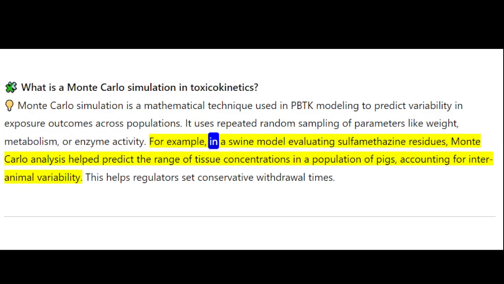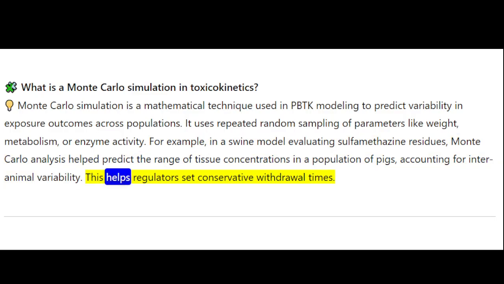For example, in a swine model evaluating sulfamethazine residues, Monte Carlo analysis helped predict the range of tissue concentrations in a population of pigs, accounting for inter-animal variability. This helps regulators set conservative withdrawal times.